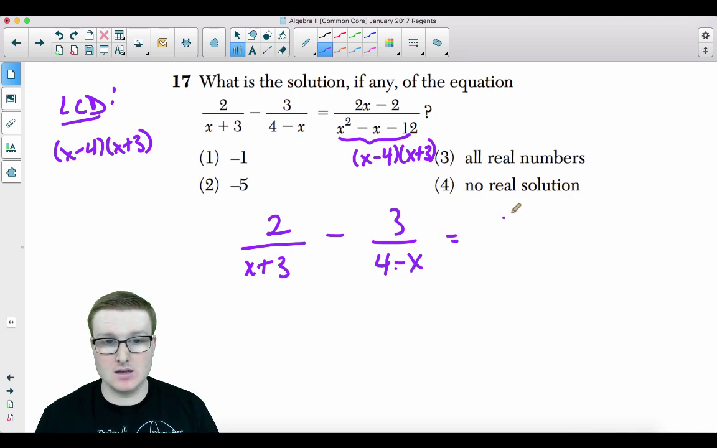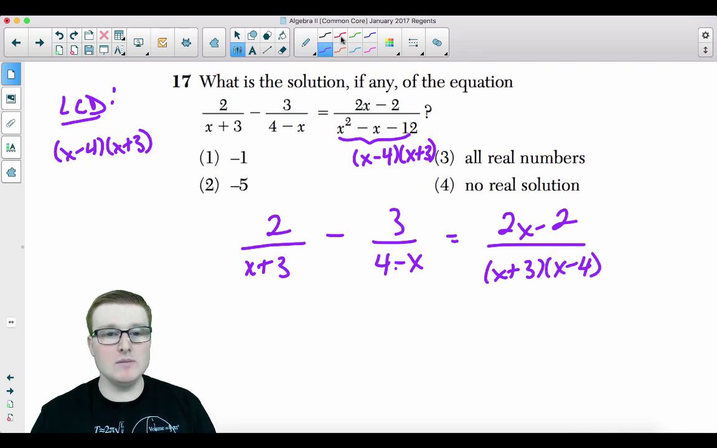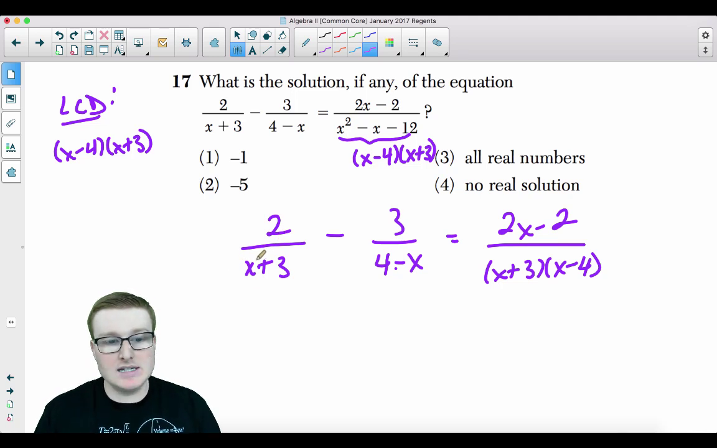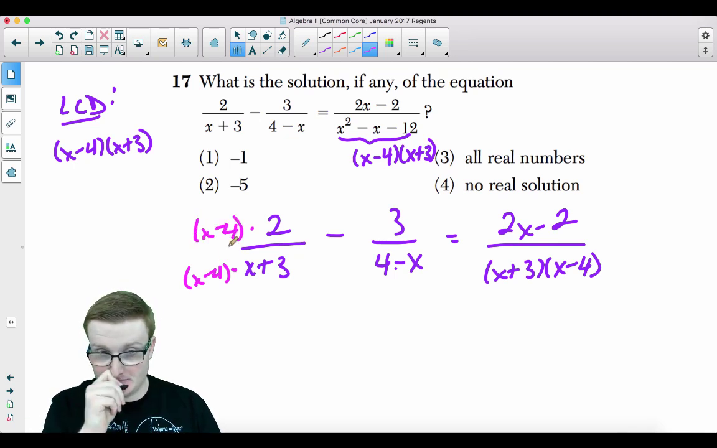Okay? So how do we do it? Well, I'll show you. You only multiply the fractions by what you need. So on this fraction, you need an x minus 4 on both the top and the bottom. What you do to the bottom, you must do to the top. So we get this, right?